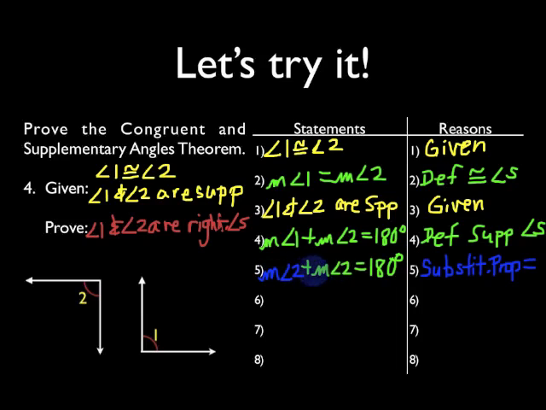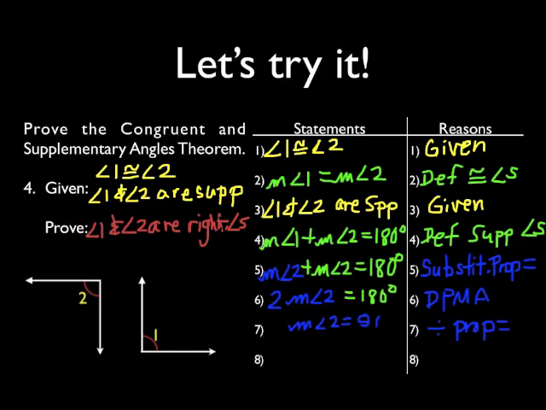That gives us a set of like terms here. And what allows us to add these like terms together? That would be the distributive property of multiplication over addition. So if we add those together, we have 2 times the measure of angle 2, and that still equals 180 degrees. But now let's get rid of this 2 right here. How do we undo multiplication? Using the division property of equality. So if I divide both sides of the equation by 2, I find out that the measure of angle 2 is equal to 90 degrees.